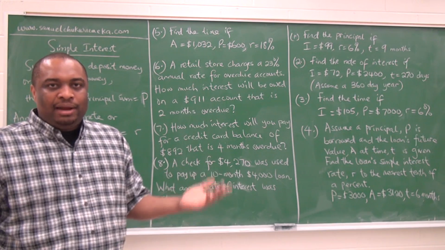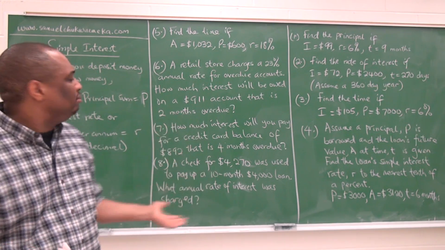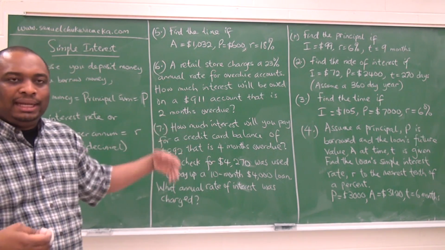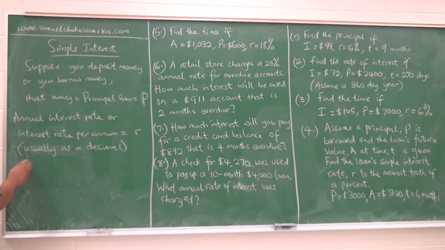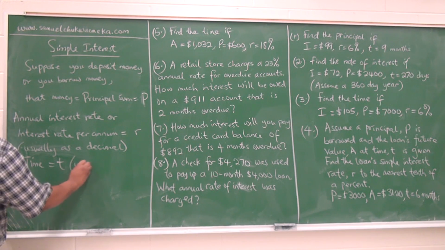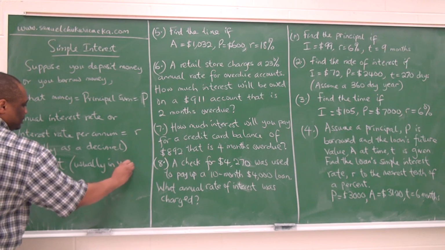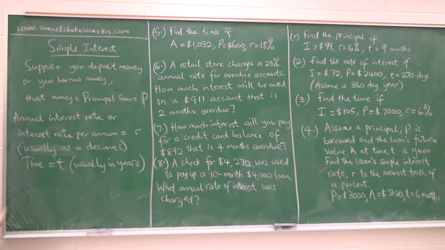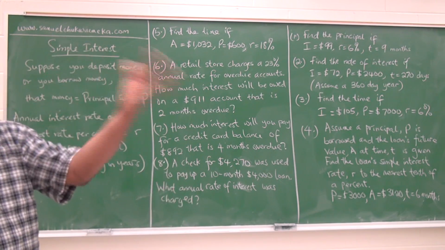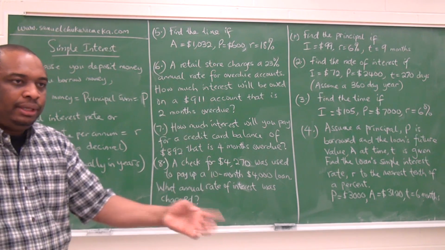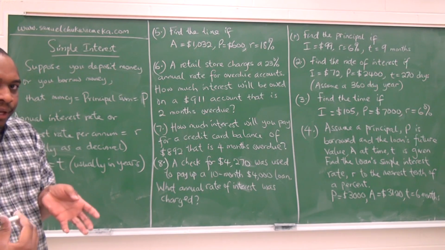30% means 30 out of 100. So we usually write it as a decimal. Then, after some time, that time we call T, usually in years. So if it is in months, you convert it to years. So after some time T, that money you deposited into the bank will yield a fee for you.